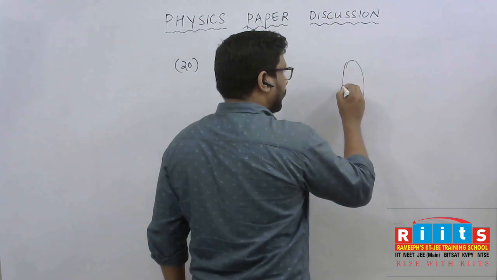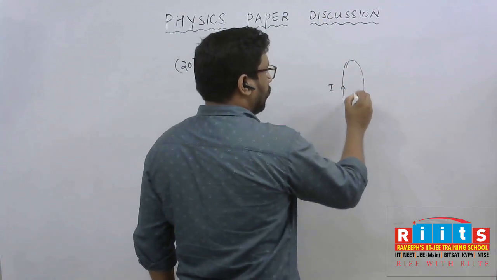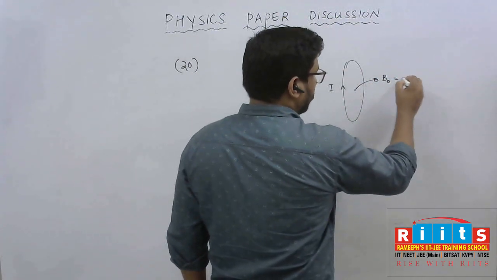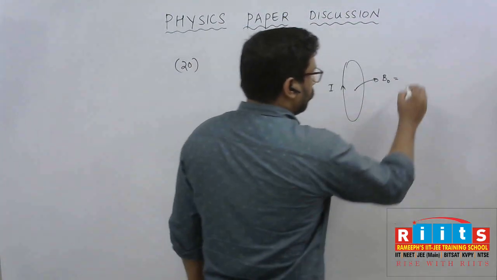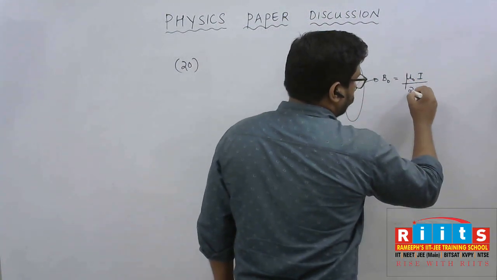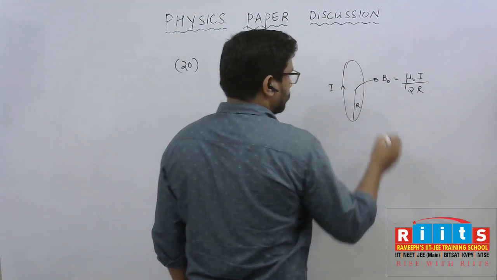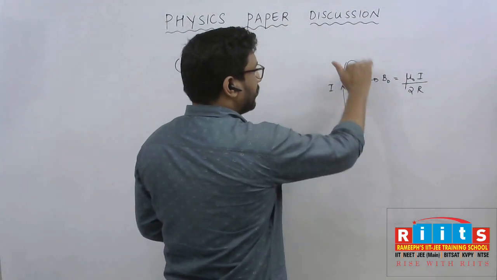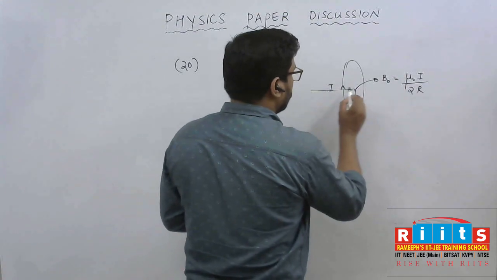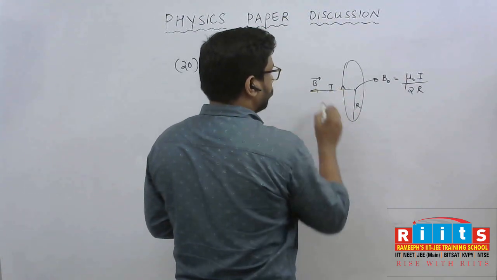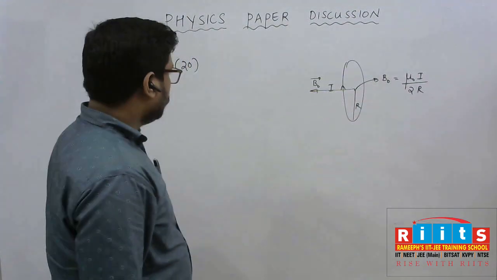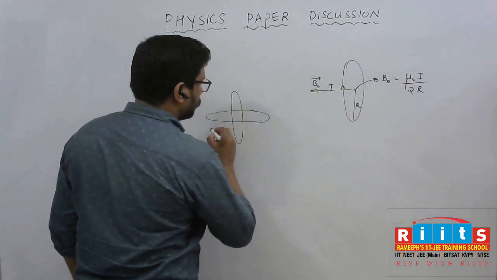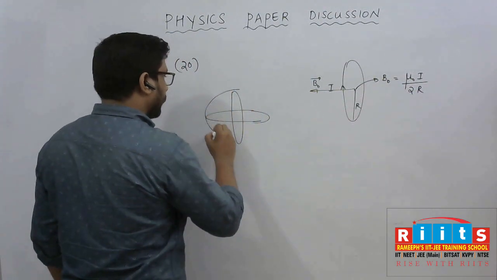If there is a current carrying coil with current I, what will be the magnetic field at the center? The magnitude of the magnetic field at the center will be mu naught I divided by 2 times R, where R is the radius of the coil, and the direction of this magnetic field you can get using the right hand thumb rule. It will be in the axial direction like this. Clear? Here there are 3 coils. One coil is in this direction, another coil is in this horizontal plane, and one coil is in the plane of the board itself.